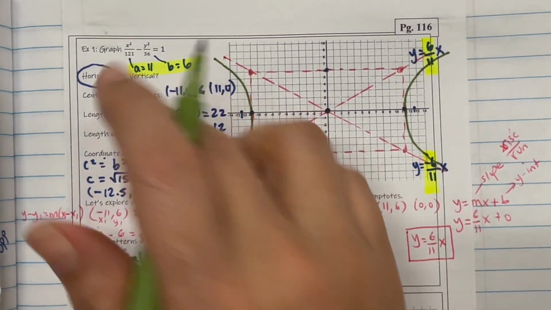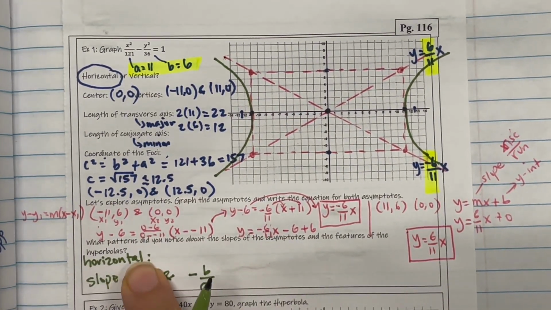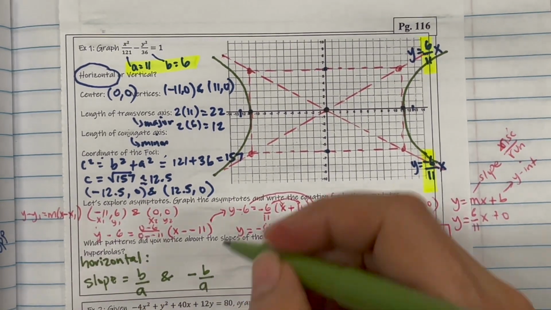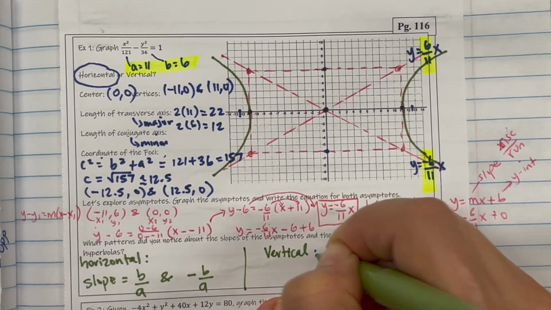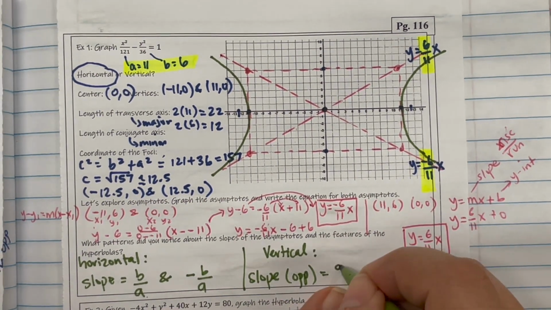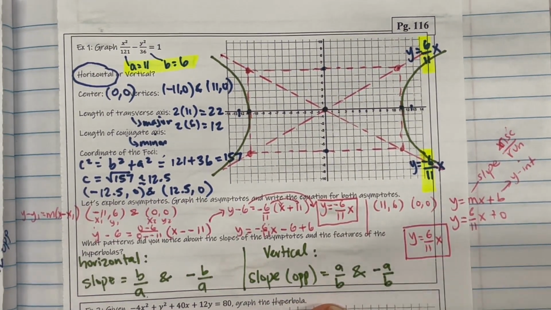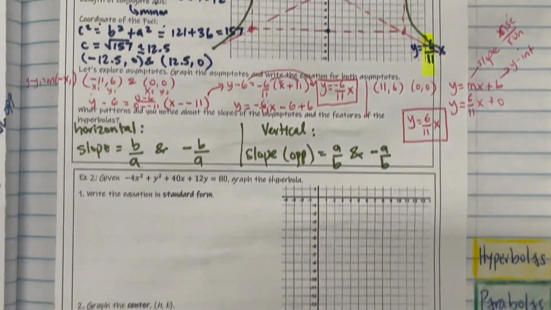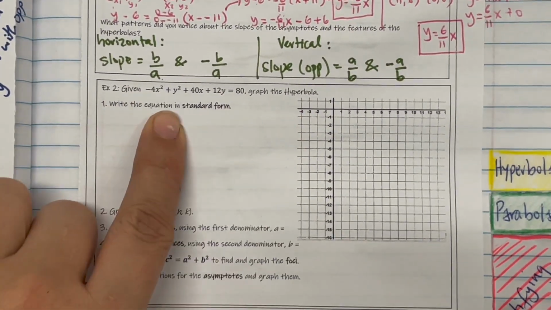And that's actually a relationship that's going to stand true. So for a vertical one, and we'll use this a little bit later on, it's actually going to be the opposite of what you think. All right, so if it was b over a, it will now be a over b and negative a over b. Okay, so that's the relationship with the slope of the asymptotes. That way you don't have to actually do it. All right, so you go ahead and try the second question, see if you can graph the hyperbolas. Let's practice.